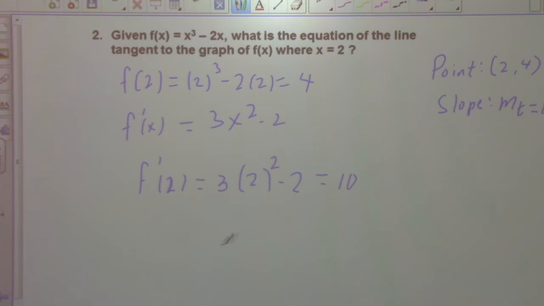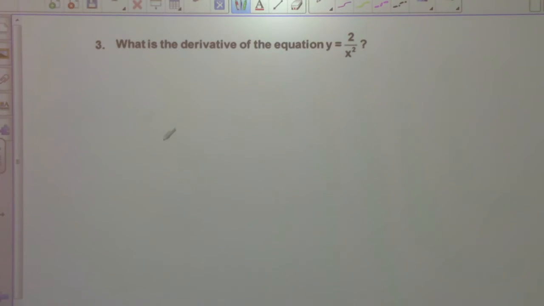So anyway, our equation is going to be y minus y1, so y minus 4 equals 10 times quantity x minus x1. Now, one thing I saw as a minor mistake, I think I saw a couple people fail to parenthesize this x minus 2. You got to remember that point slope form.